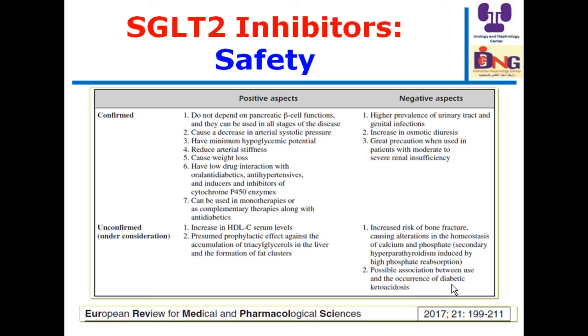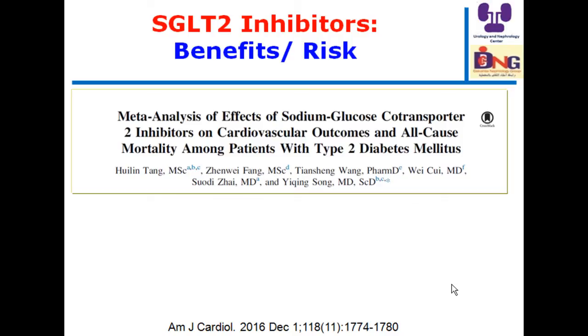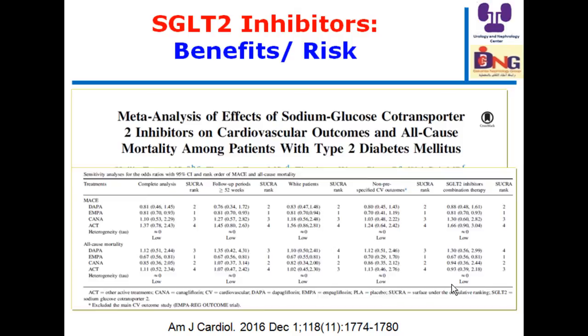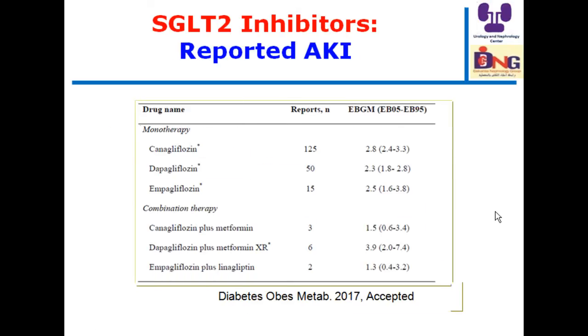Why diabetic ketoacidosis? Because there is a shift in paradigm of using glucose to fat with excessive lipolysis and ketone formation. This just shows that this meta-analysis shows safety of using this class of drugs. Again, the benefits and the risks, and I mentioned all the benefits and the risks, and this is just a repetition of what I mentioned.